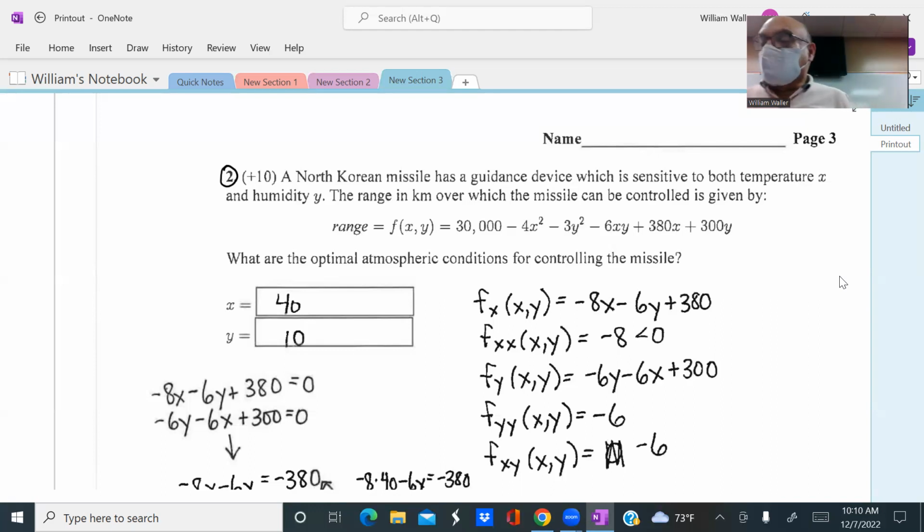Okay, so let's look first at test number 3. The test number 3 answers are posted. That's what I'm looking at here, the answers to test number 3 posted on the Blackboard page. Problem number 2 is using the second partial derivative test to find, I think in this case, a local maximum on the graph of this two variable function.